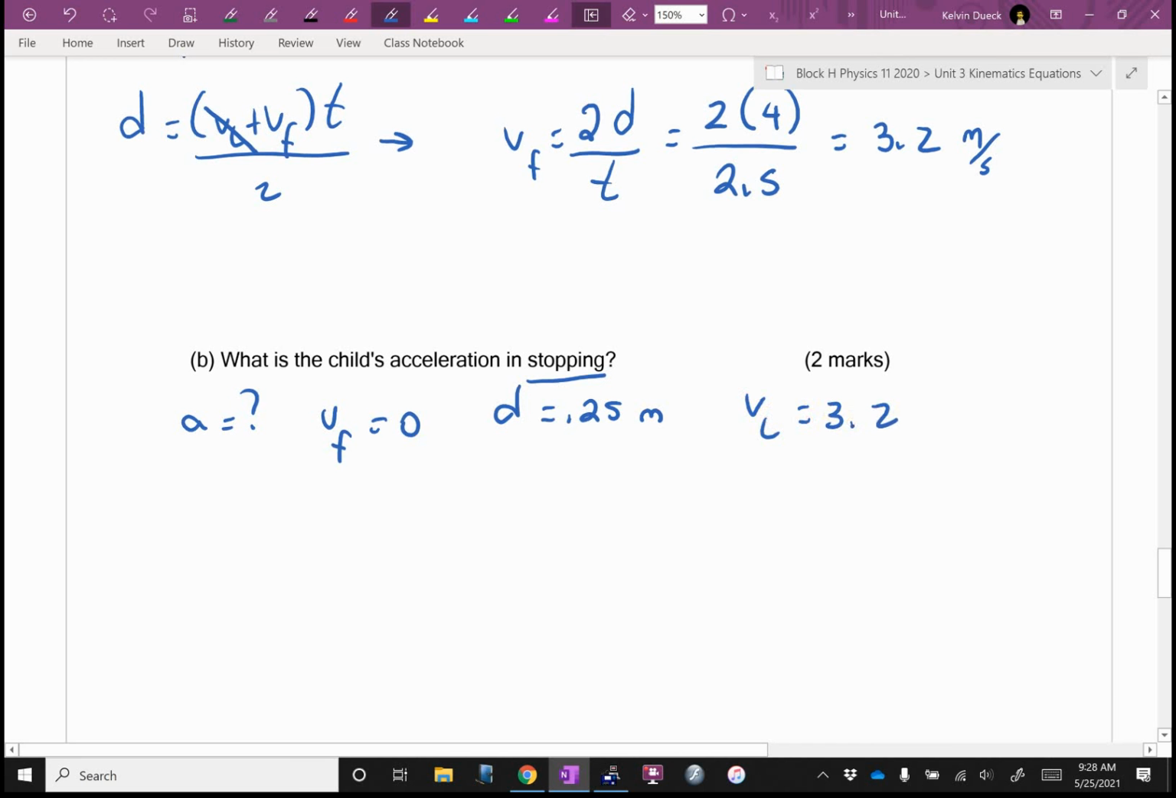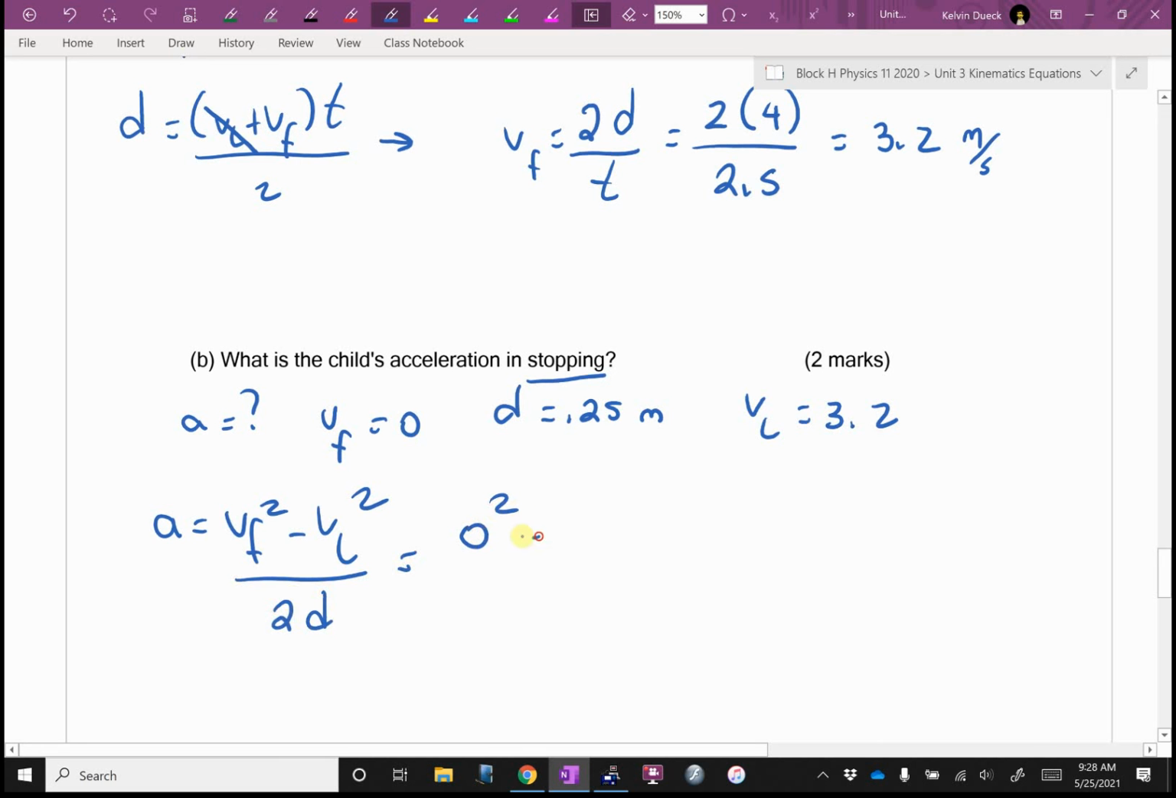I have to use my answer from A. If you got A wrong, but you dropped your answer into B and used it as your answer here, I would give you full marks for part B. A is going to be VF squared minus VI squared all over 2D.